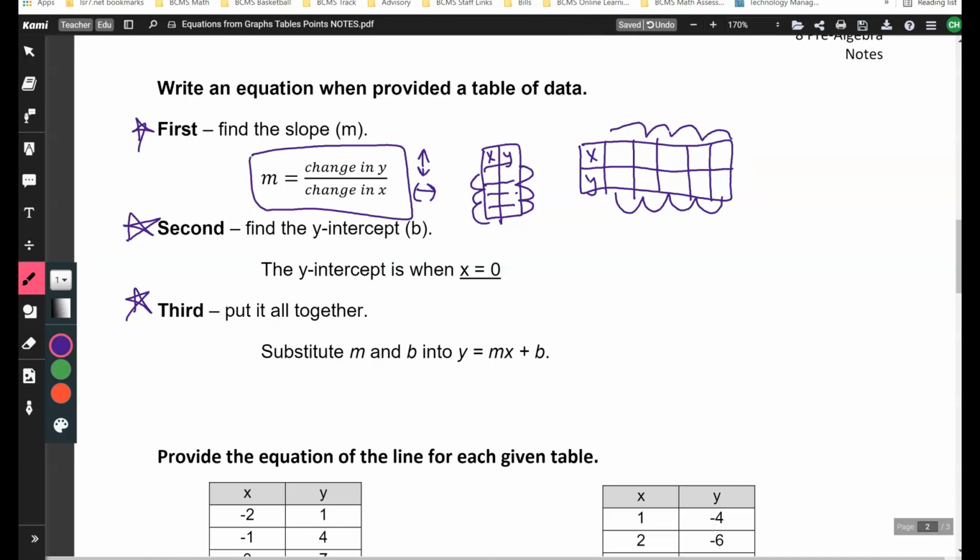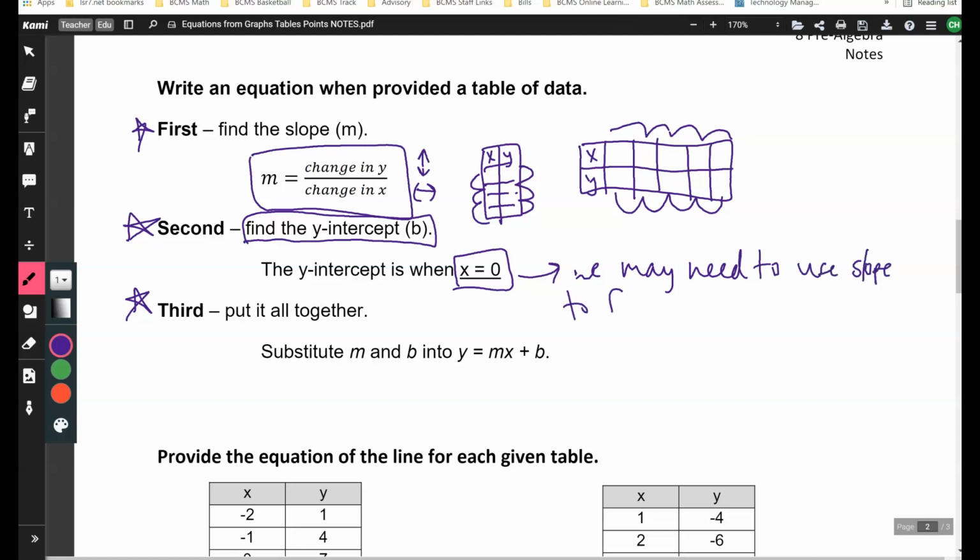Once you've done that, you're going to find the y-intercept. So you're going to look for that y-intercept value in your table when x is equal to 0. Remember, sometimes this is given to us. Other times we may need to use the slope to find this within our table.